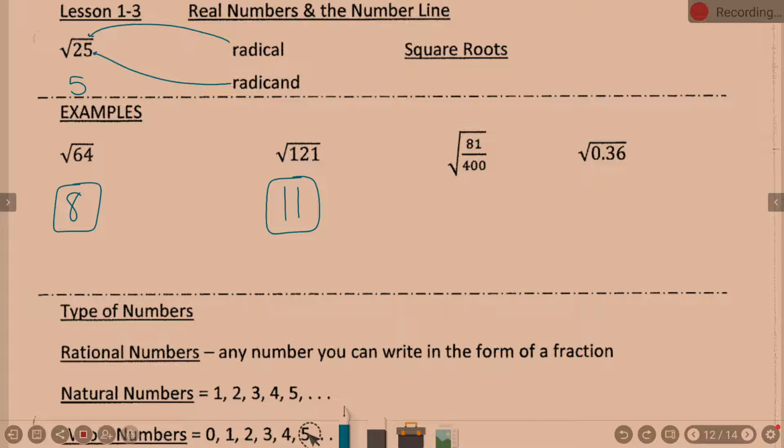Now the next one is the square root of 81/400. It's a fraction. But I don't want you to look at it as a fraction and say, whoa, I can't do a fraction, Mrs. Sargent. It's not a fraction to be afraid of. Okay, hold on and let me talk. Now, listen.